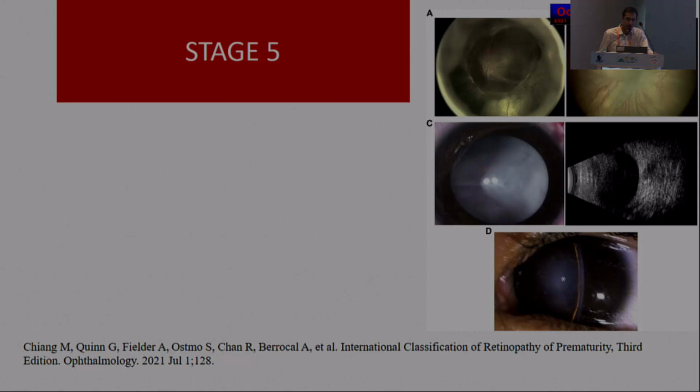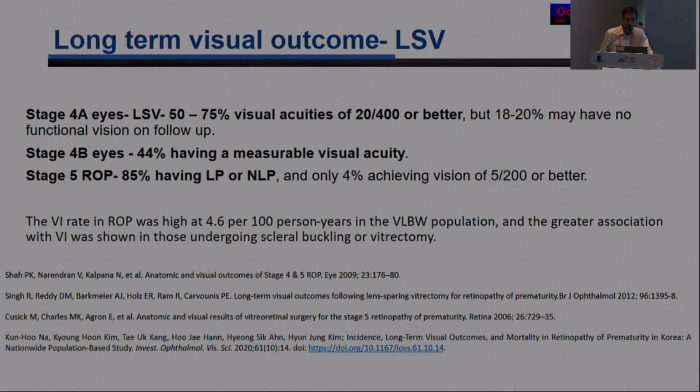Stage 5, limited. Many babies are not subjected to surgery when we have a closed funnel RD. But we have seen that when there is a stage 4A ROP, with lens sparing vitrectomy, mobile visual acuity can be achieved in about 50 to 75% of cases. So all babies need not be operated. It's the decision of the treating ophthalmologist. And in stage 5 babies, vision from hand motion to finger counting can be achieved, but not all babies have to be operated. It's on a case to case basis.